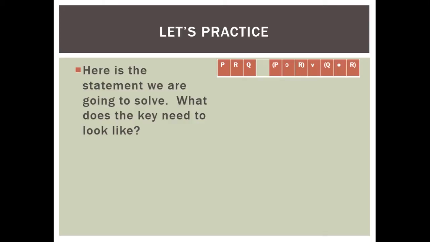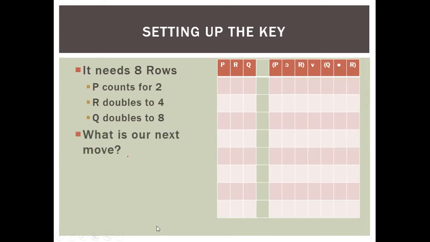P counts for 2. R doubles it to 4. Q doubles it to 8. Or if you want to get fancy, you can use the formal formula, which is L equals 2 to the nth power, L meaning the number of rows, 2 to the third power, because there's 3 different letters, P, R, and Q. 2 to the third power is 8, so there's 8 different rows. Okay, so what is our next move? Formally, you're going to take L equals 2 to the nth power. You're going to divide L in half.